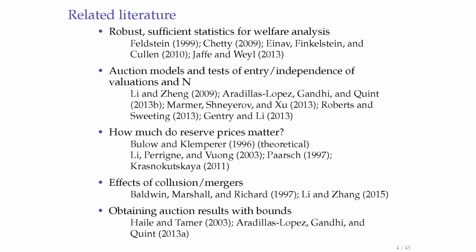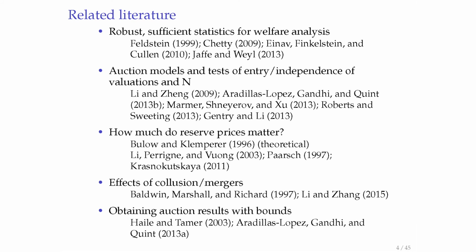In particular, that last bullet point, trying to get at auction results with just using bounds, using revealed preference arguments, is the way Haile and Tamer looked at it. And then Athey, Lopez, Gandhi, and Quint exploited some fun order statistics relationships. And that's kind of what some of our results will rely on as well, some of these fun things you can do with order statistics.